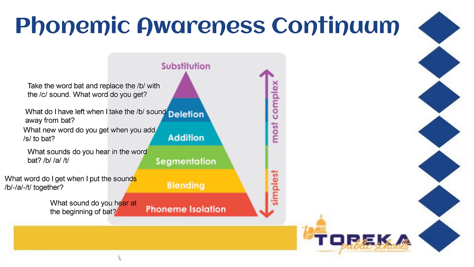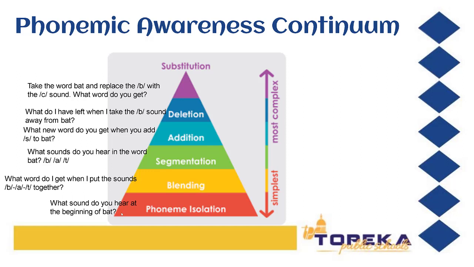Notice that phoneme isolation is at the bottom of the pyramid. That is our easiest skill within phonemic awareness. And that's simply saying, what sound do you hear at the beginning of bat? And the student is able to say b. Blending. What do I get when I put the sounds b, a, t together? And the student being able to blend those three sounds to say the word bat. Segmenting. What sounds do you hear in the word bat? And the student says to you b, a, t.